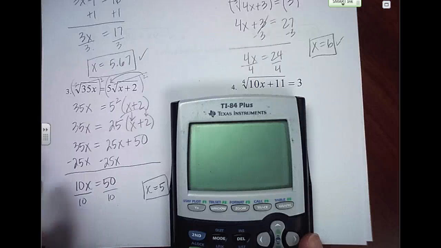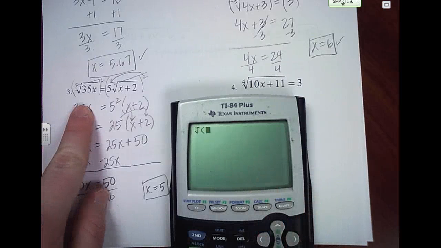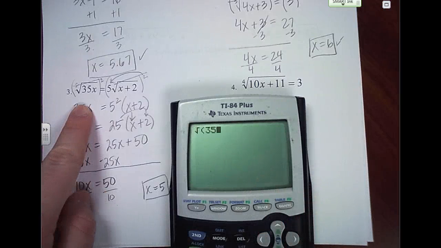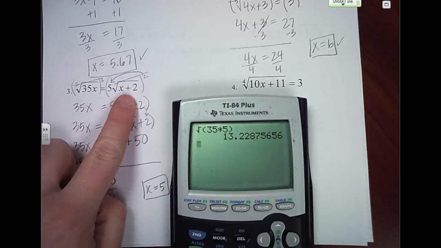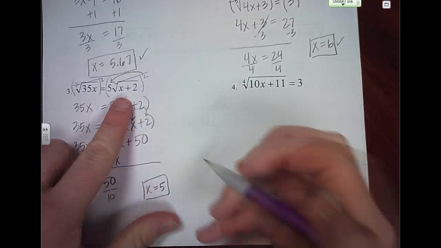Okay, so let's check that. On the left, I have square root of 35x, so 35 times 5 is equal to that weird decimal. And on the right here, I have 5 times the square root of x plus 2. So 5 plus 2 is equal to the same exact decimal. So that works.